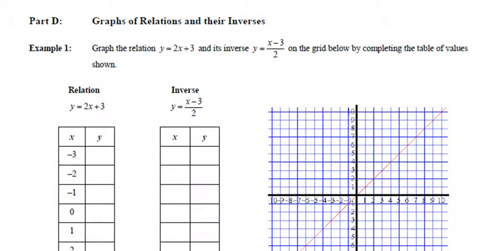Okay, so that's if we have an equation, right? And you can handle a set of ordered pairs, and you can handle a table of values, because that's just a set of ordered pairs in a table. So that's kind of the same. Okay, example. Graph the relation y equals 2x plus 3 and its inverse, y equals (x minus 3) over 2, on the grid below by completing the table of values shown.